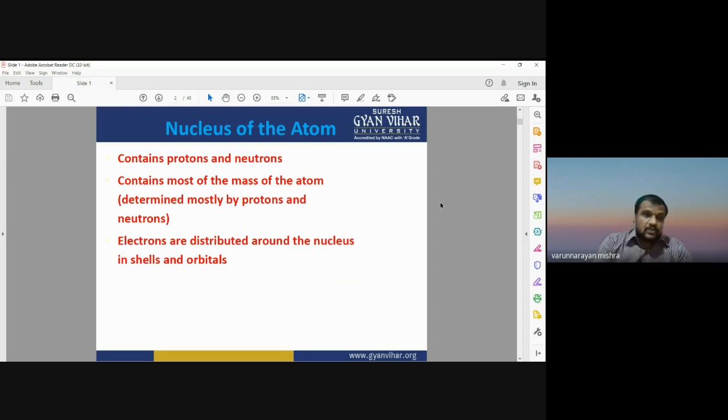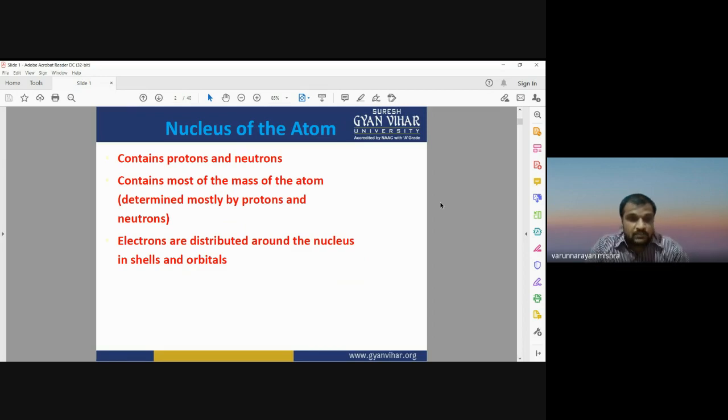And the electron revolves around the nucleus. So there are three particles in the atom: electron, proton, and neutron. Protons and neutrons are in the nucleus, and the electron revolves around the nucleus. This nucleus contains most of the mass of the atom, and it is determined mostly by the protons and neutrons. The neutron is neutral, there is no charge on the neutron. Proton is positively charged, and the electron is negatively charged. These are some basic things you must know about the electron, proton, and neutron.